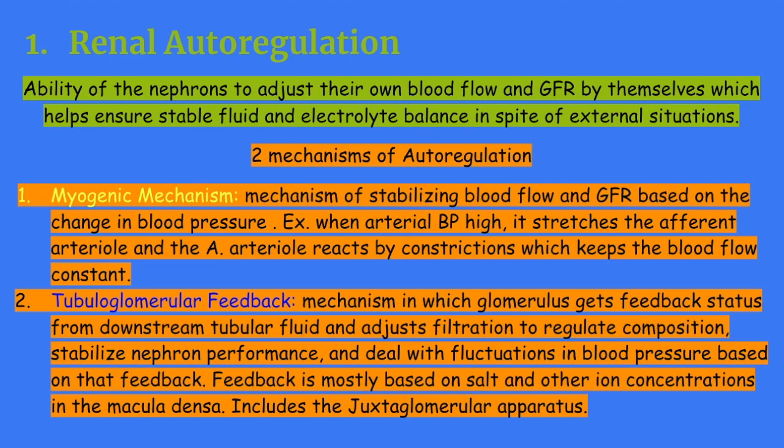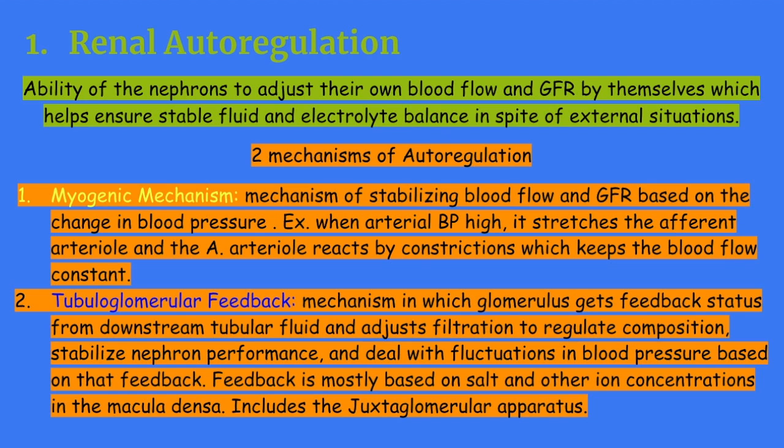There are two mechanisms of renal autoregulation. The first is the myogenic mechanism, which stabilizes blood flow and glomerular filtration rate based on changes in blood pressure. For example, when arterial blood pressure is high, it stretches the afferent arteriole, and the afferent arteriole reacts by constricting itself, which keeps the blood flow constant.